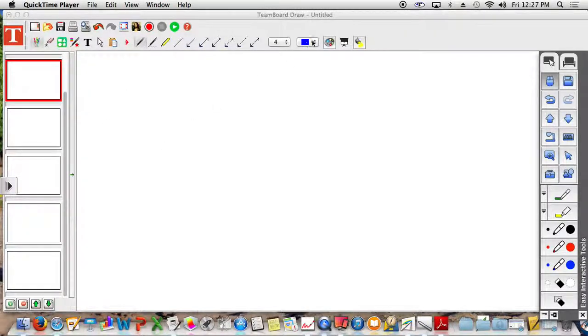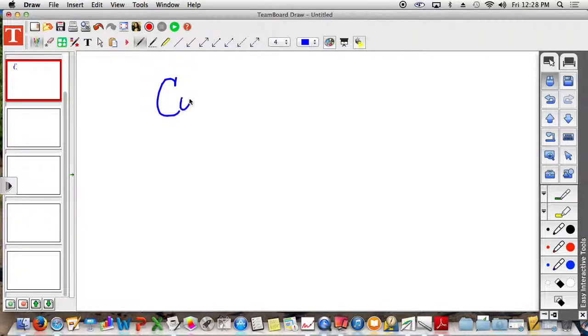Please label your notes. Label your notes. We are in Unit 8 still, and we're going to move on to a new topic. In Unit 8, it is called composition of functions. So you can go ahead and label them.